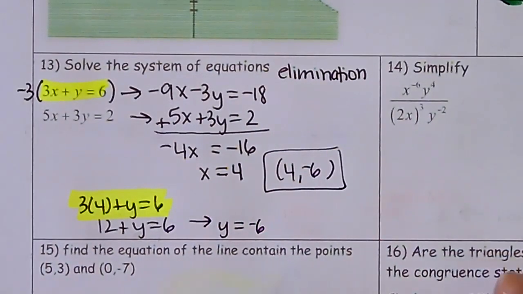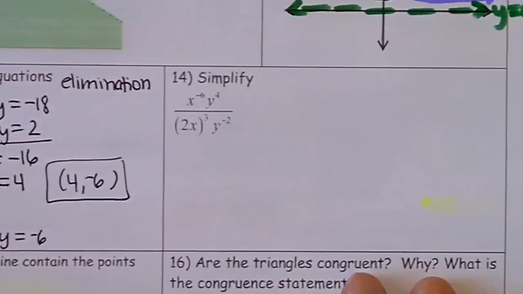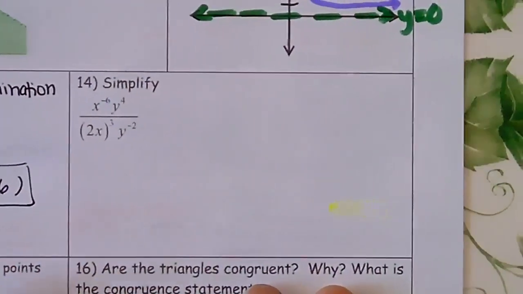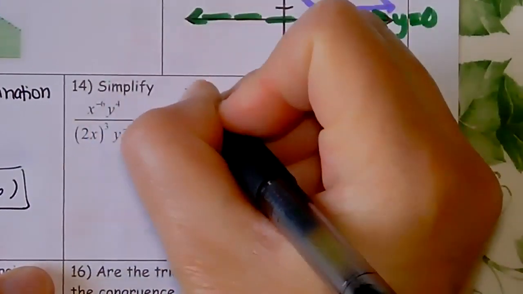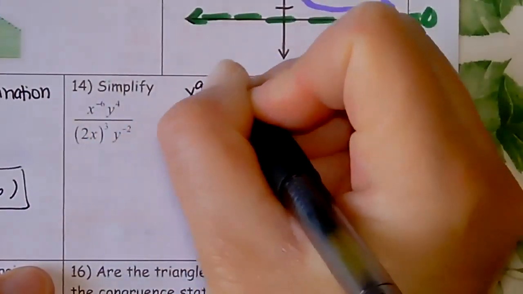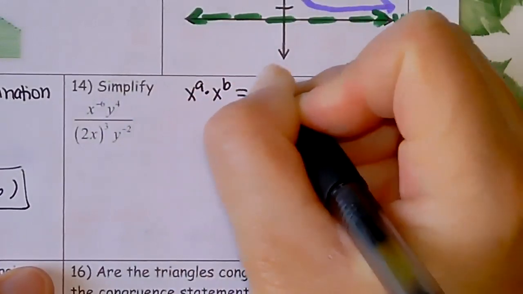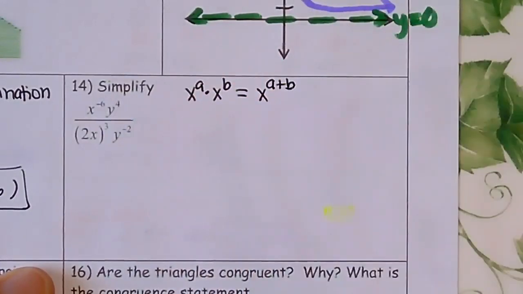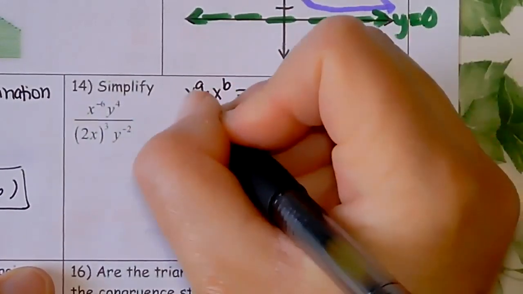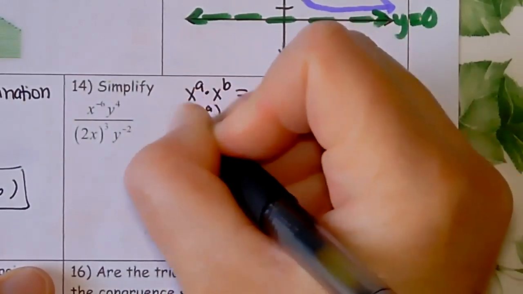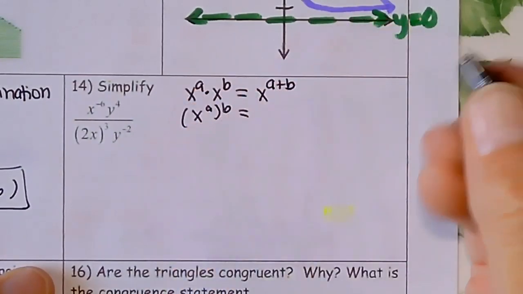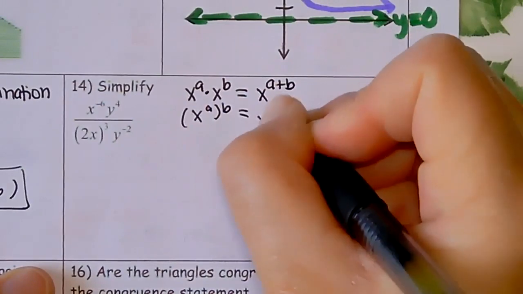On 14, exponents, okay? Just a couple little reminders. If I have x to the a times x to the b, I get x to the a plus b. If I have x to the a raised to the b, I multiply them and I get x to the ab.